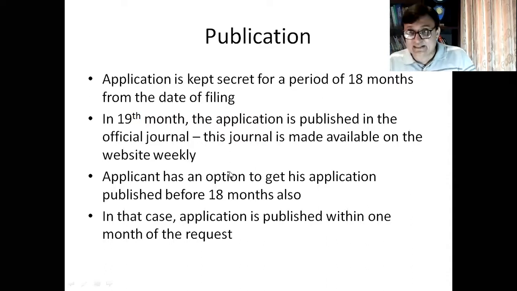Suppose you file an application, and after 1 or 2 months you say, I cannot wait for 18 months. My discovery is so important that I want to have industrial application of it. Therefore, you file an application for early publication, and they will publish your application in their journal, so that people can know what kind of invention you have made. If they have certain objections, they can make objections to the patent office.